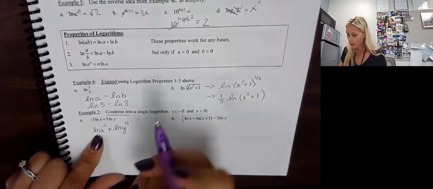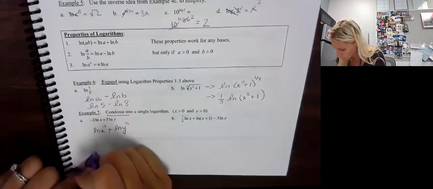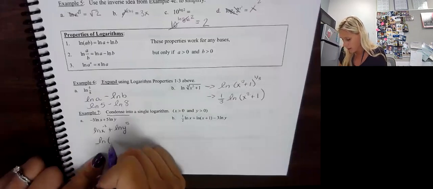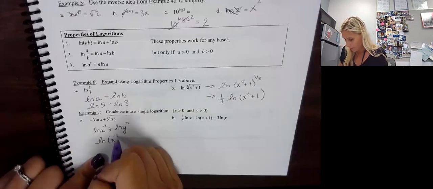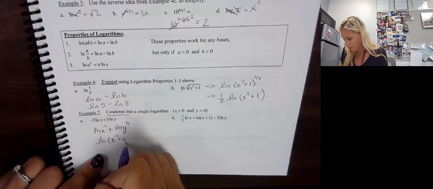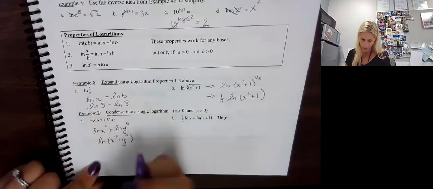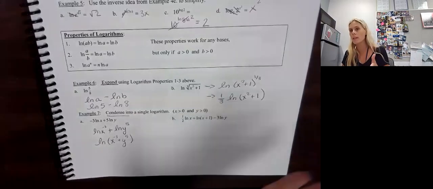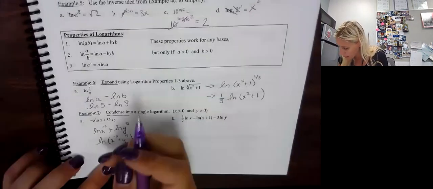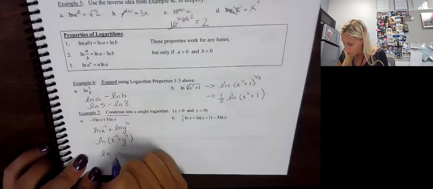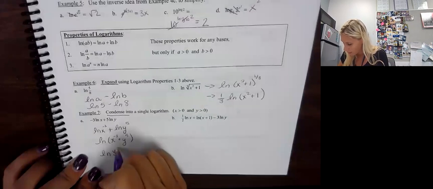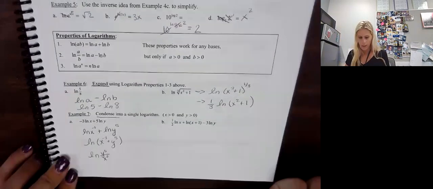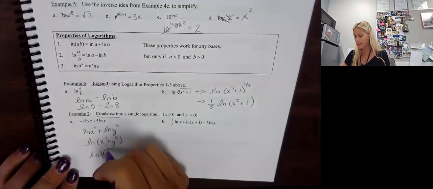Addition, when we're condensing, means that we're going to multiply them. So we get ln of x to the -3 times y to the 5th. Now we can keep it that way, or sometimes we're going to get in that habit of, hey, no negative exponents, which would be ln y to the 5th all over x to the third. Okay? All of that's inside the ln.